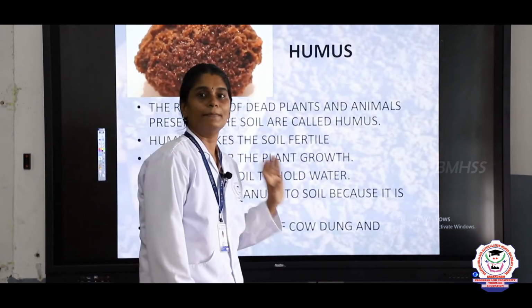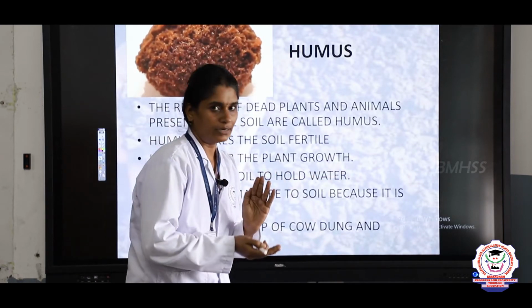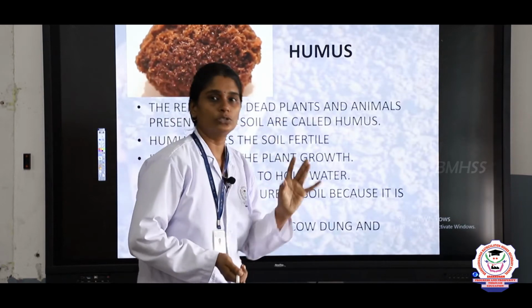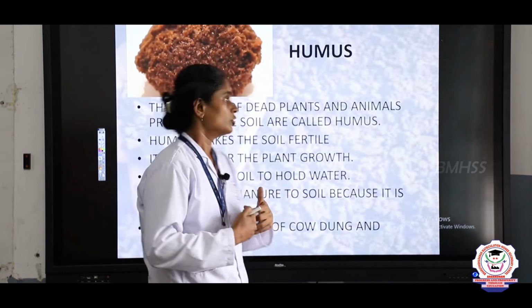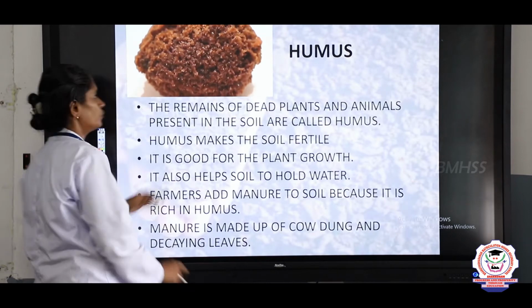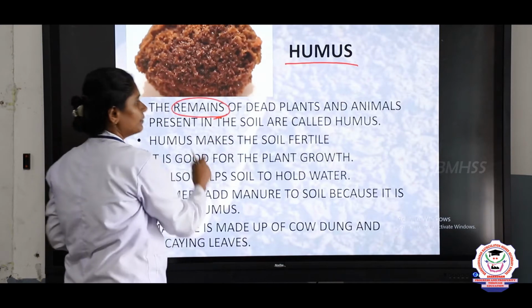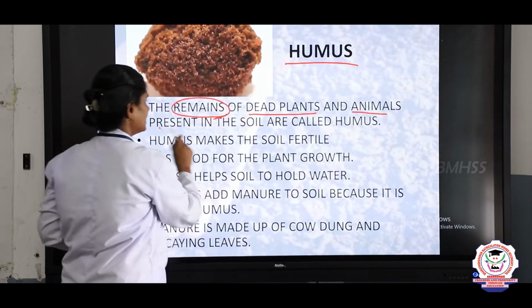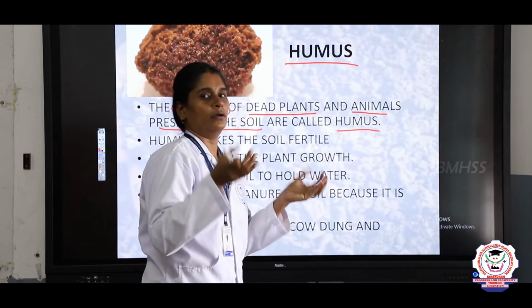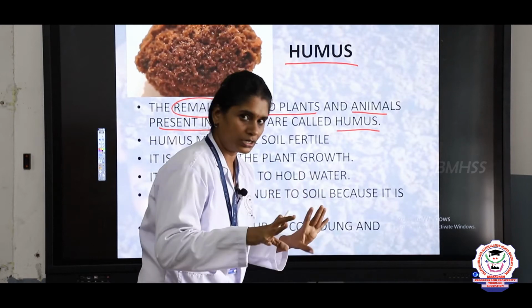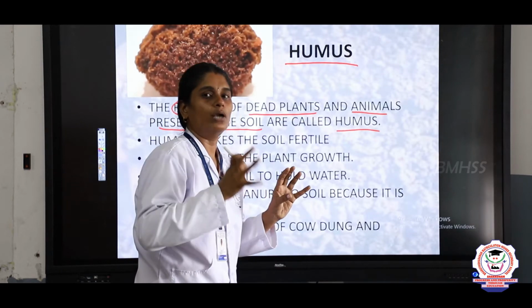I told you about the manure, right. Manure is nothing but the mixture of animal waste and dead plants and animals. Humus is also called a decayed dead plants and animal mixture. Humus is nothing but the remains of dead plants and animals present in the soil. This naturally present fertilizer, naturally present manure, is called humus.